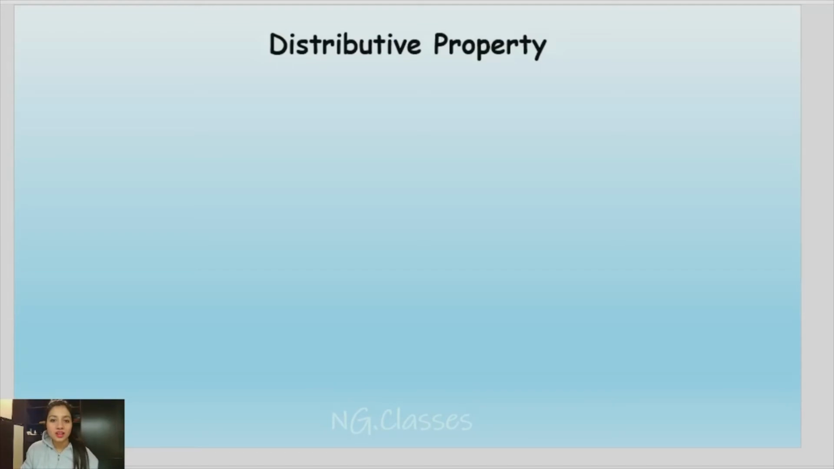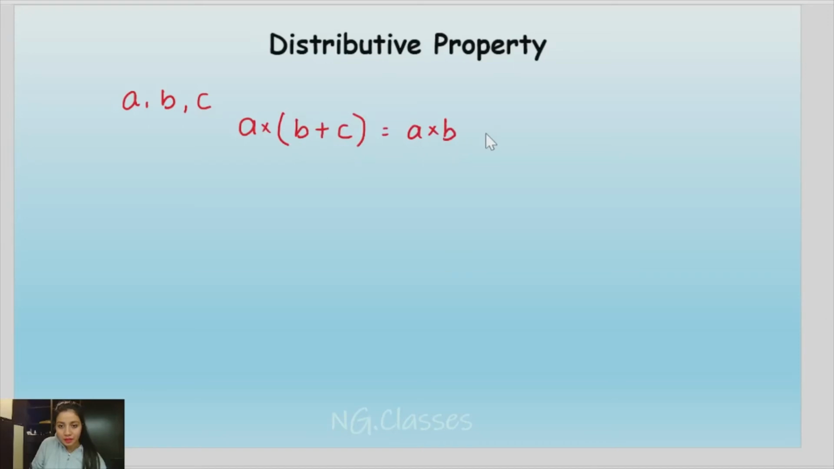And now we'll discuss our last property, that is distributive property. So suppose I am taking three variables, that is A, B and C. So according to this property, A into B plus C, we can write it as A into B plus A into C. Or if there is subtraction inside the bracket, like B minus C is there, then similarly we can write A into B minus A into C.